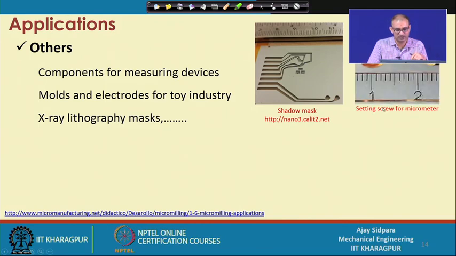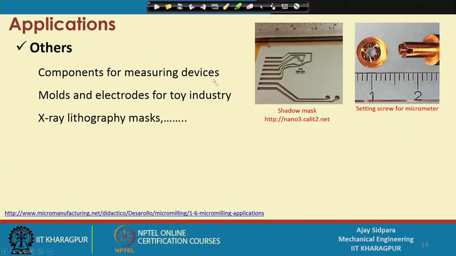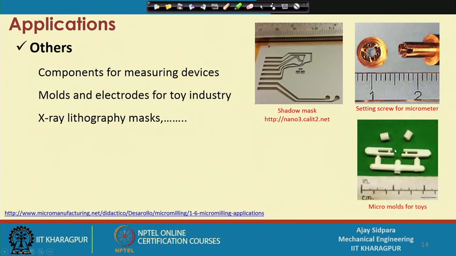These are different setting screws for micrometers related to measurement devices, and micro molds for toys and small things. You have seen micro screws and different joints in small toys; most of these things are made by micro milling operations.